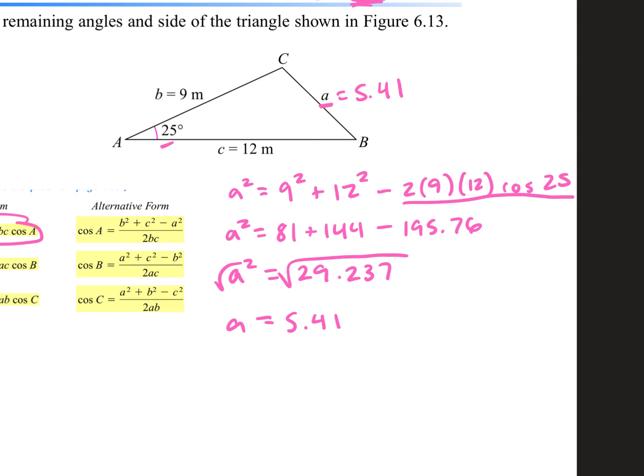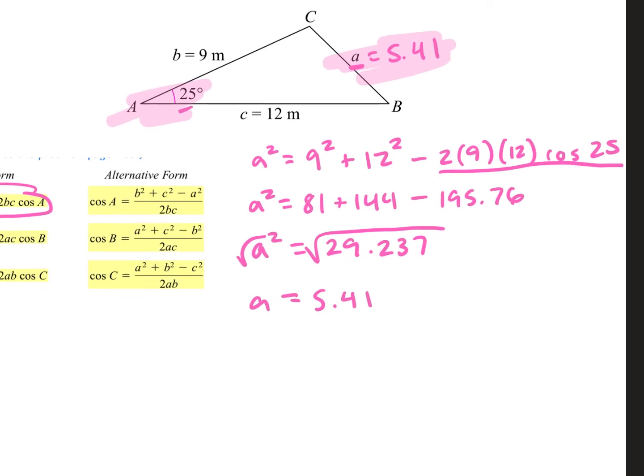Now that we have a corresponding pair, so I have angle A and side A, I can do law of sines. You could still do law of cosines if you wanted to. I would just stick with law of sines because it's less math going on, a little bit easier. All right, so we have 5.41 over sine of 25 is equal to, let's find C first. So sine of C and 12 on top.